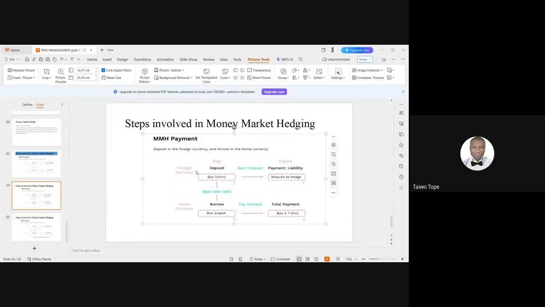for payments, the future value you are to hedge against in terms of the foreign currency, how much are you to make deposits on? You have to determine that. You convert this deposit into home currency. And as you convert into home currency, you don't have it, you borrow in the home currency. What interest are you paying in terms of the home currency? You determine that. All these will make sense when we look at an example.